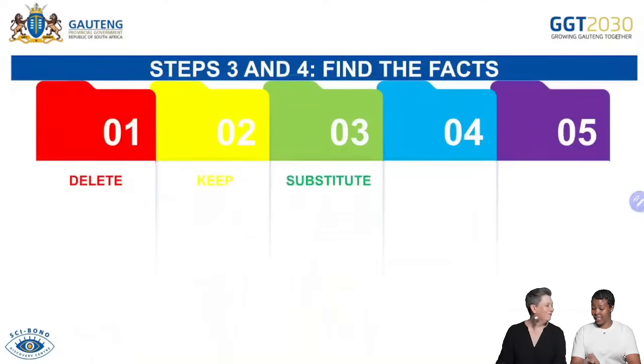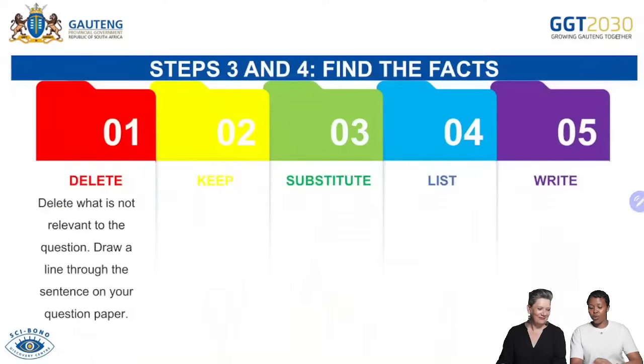We've already explained this: delete, keep, substitute, list, and write. This is a beautiful visual, Grade Souls, and I'm sure you can see it. This is what we hope you go into the exam thinking about: have I deleted? Did I keep? Did I substitute? Is there a list? And is my summary written as expected? So this is just for you to have a look at, and in fact, we've put some notes there for you.